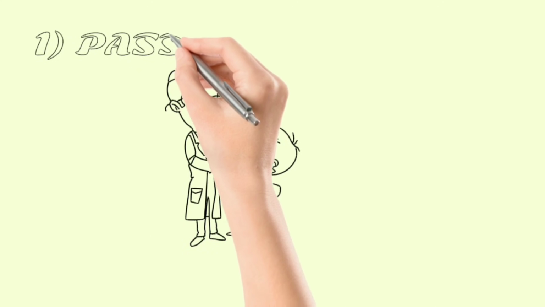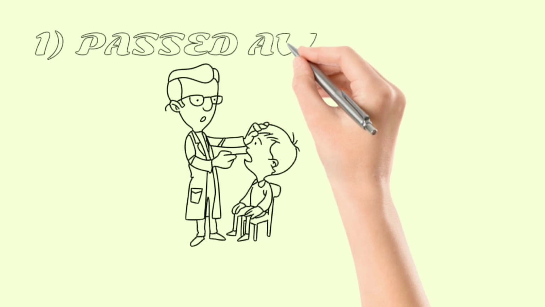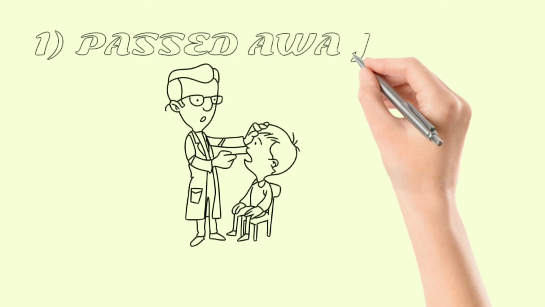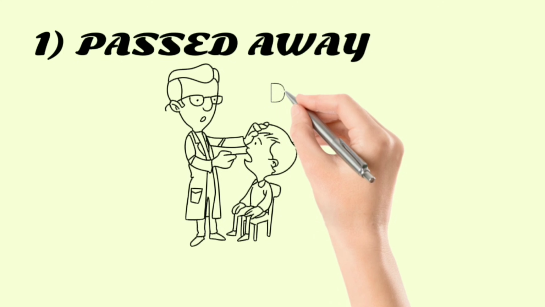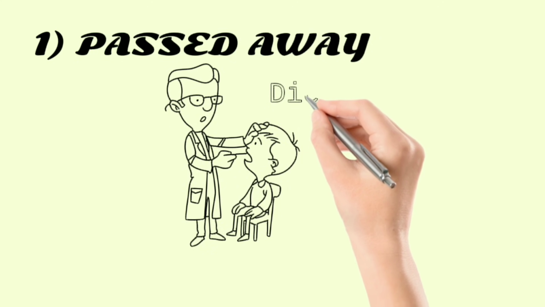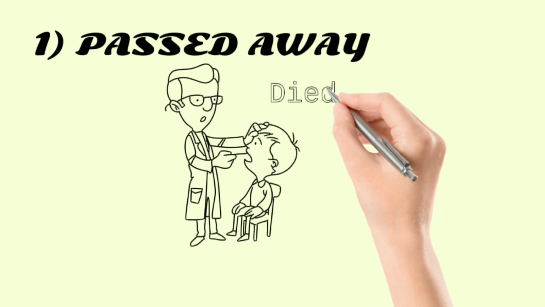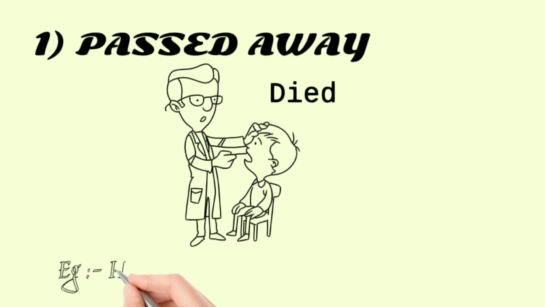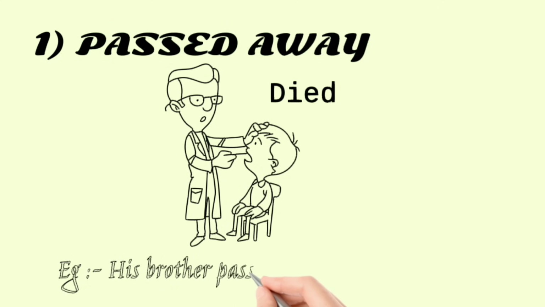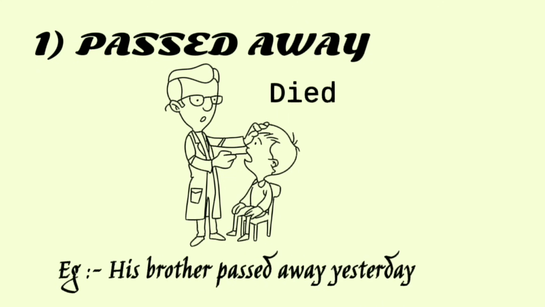Number one, passed away. Have you heard of the word passed away? What is the meaning of that? Yeah, its meaning is died. He died. He passed away. When someone dies, we can use the phrasal verb passed away. His brother passed away yesterday, okay?